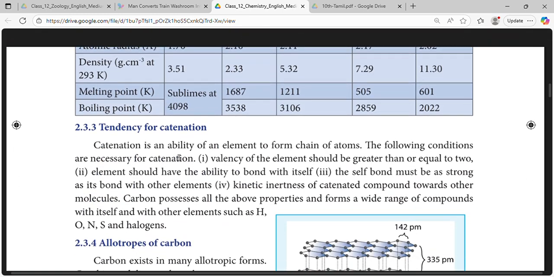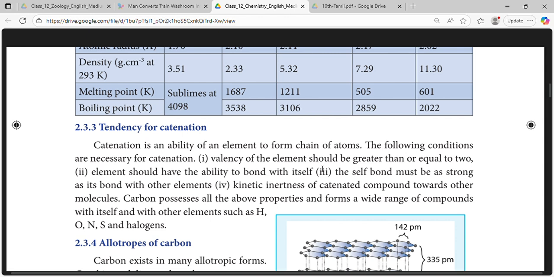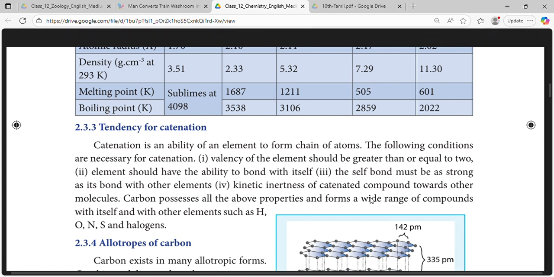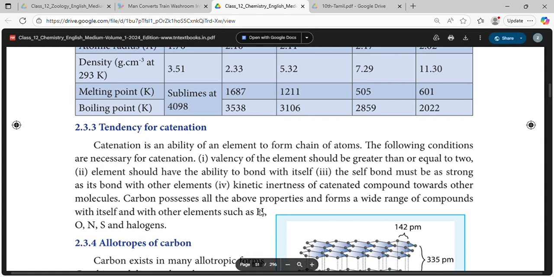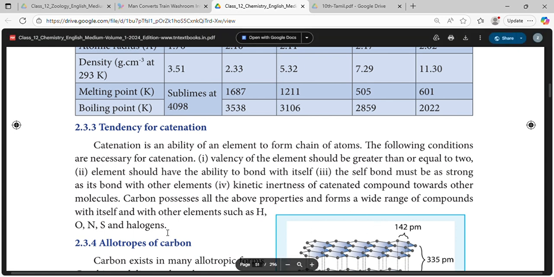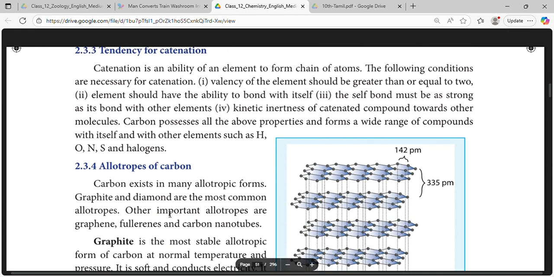Some of the physical properties of group 14 elements are listed below. Catenation is an ability of an element to form chains of atoms. The following conditions are necessary for catenation. Valency of the element should be greater than or equal to 2. The element should have the ability to bond with itself, and the self bond should be as strong as its bond with other elements. Kinetic inertness of the catenated compound towards other molecules. Carbon possesses all the above properties and forms a wide range of compounds with itself and with other elements such as H, O, N, S, and halogens.